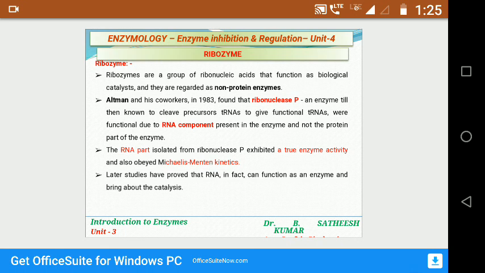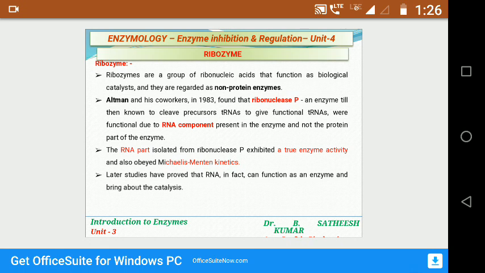One example, the first discovered ribozyme, is ribonuclease P. This enzyme cleaves precursor tRNA to functional tRNA. When the scientist Altman and his co-workers identified ribonuclease P, they tried to study it. They found an RNA component in that enzyme. That RNA component is cleaving the precursor tRNA. So they found that the RNA component is responsible for the cleavage of precursor tRNA.